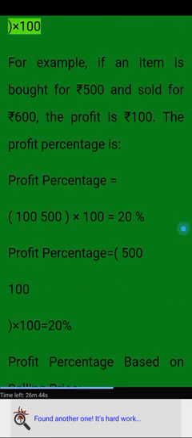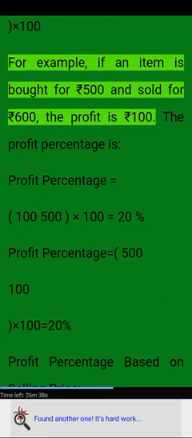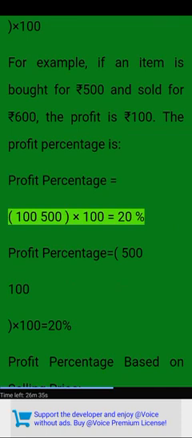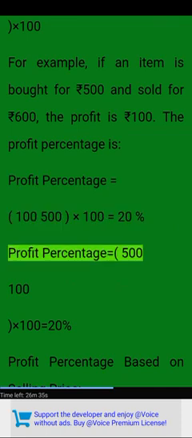For example, if an item is bought for 500 rupees and sold for 600 rupees, the profit is 100 rupees. The profit percentage is profit percentage equals 100 divided by 500 times 100 equals 20%.